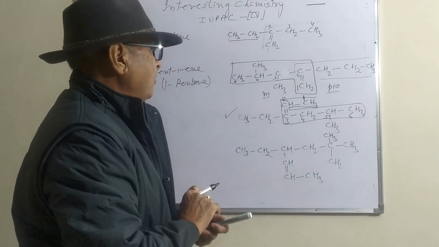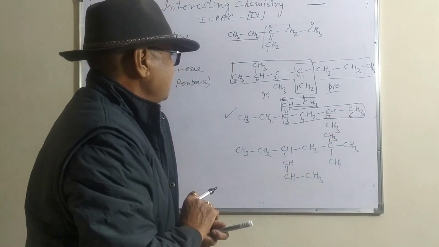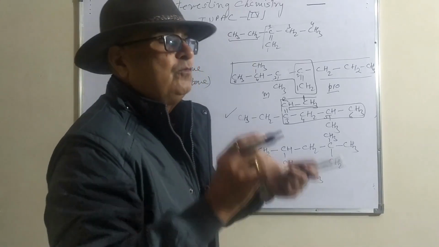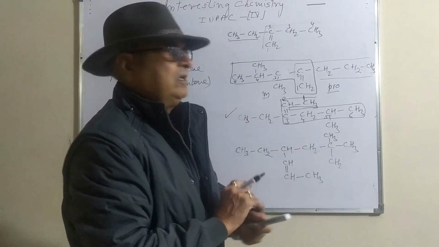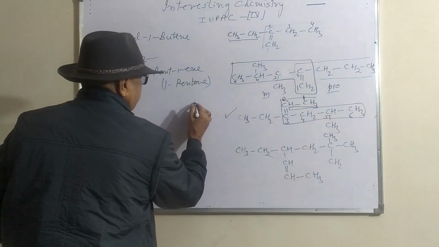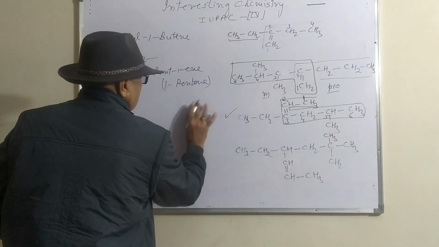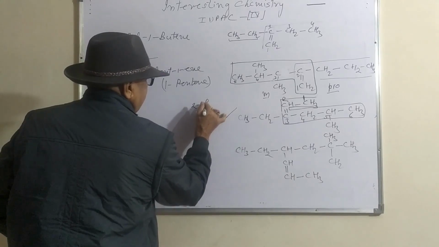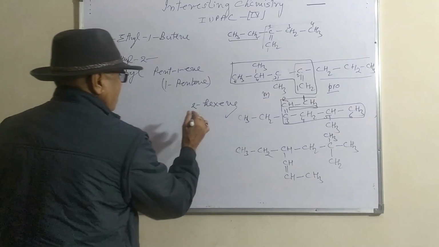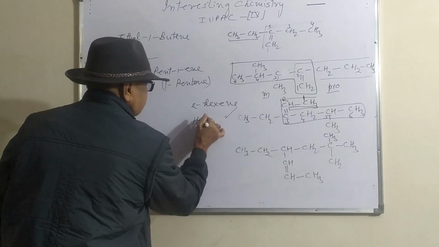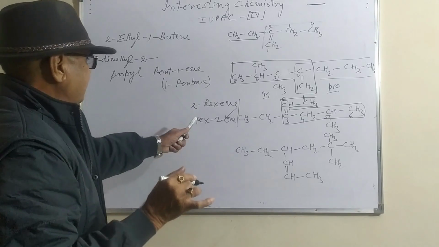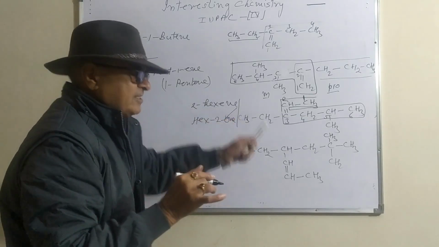The parent name of this compound is hex, and there is a double bond, so it is hexene. And which hexene? It is 2-hexene. So write the name of the parent compound: 2-hexene. The name of the parent compound is 2-hexene, or you can write hex-2-ene.